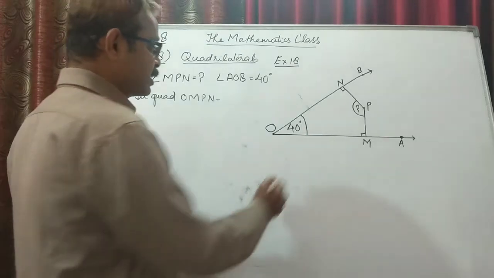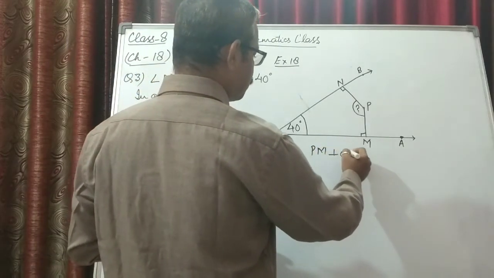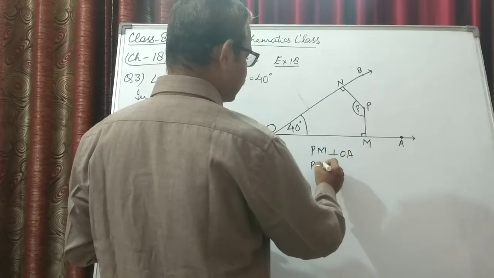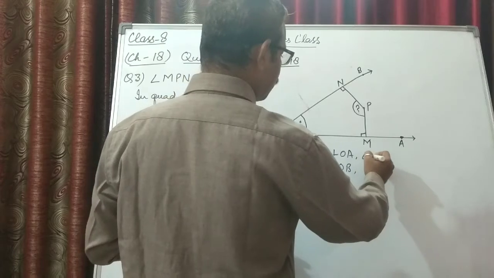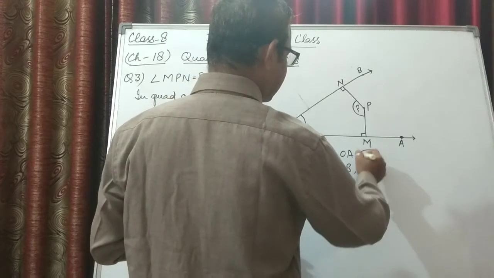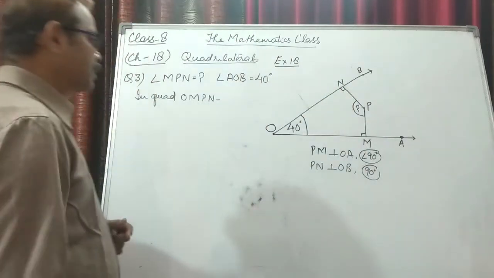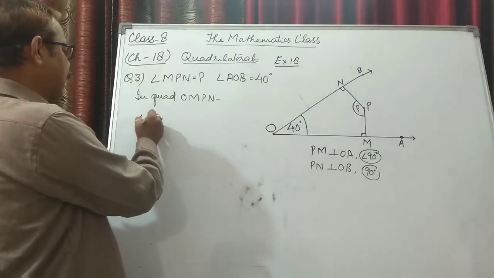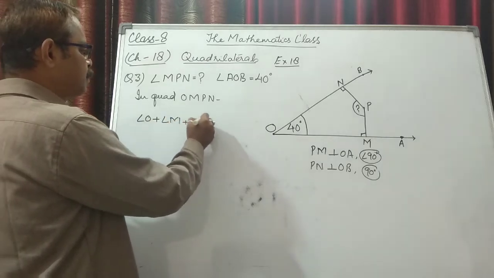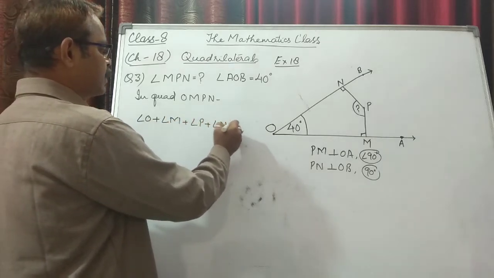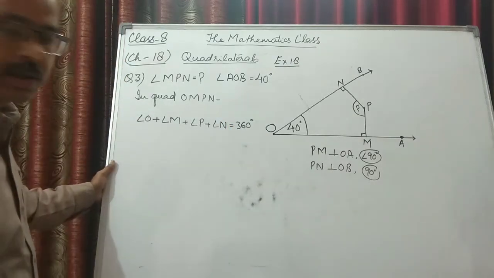Why? Because they say that PM is perpendicular to OA, and also it is given that PN is perpendicular to OB. When perpendicular, we all know, means 90 degree. So these angles are given as 90 degree. So we can say angle O plus angle M plus angle P plus angle N is equal to 360 degree. Why? Because we have learnt in the theorem.